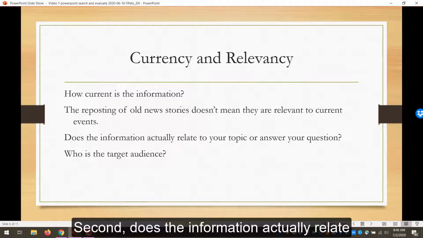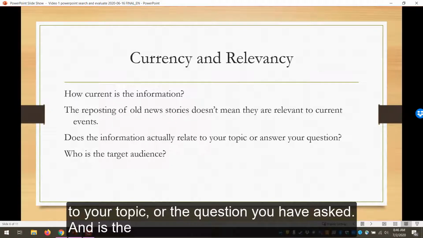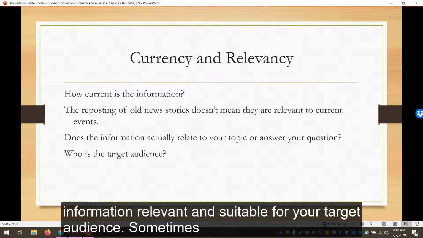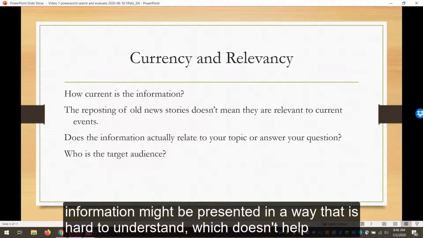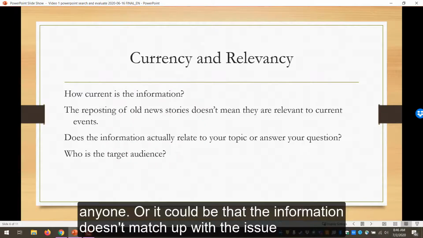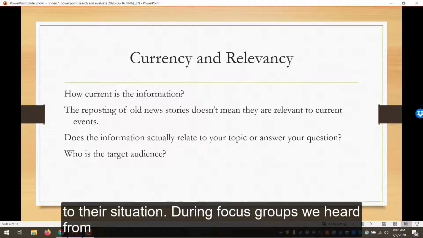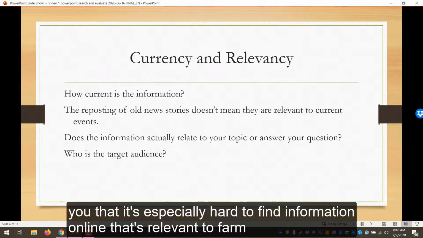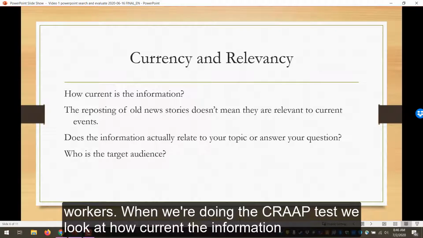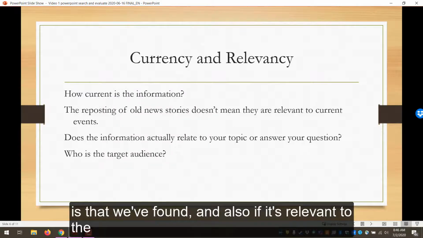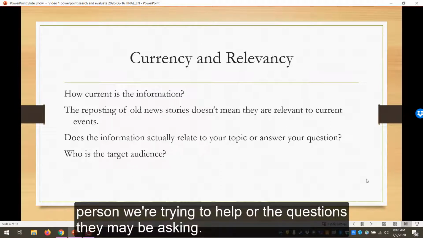Second, does the information actually relate to your topic or the question you have asked? And is the information relevant and suitable for your target audience? Sometimes information might be presented in a way that is hard to understand, which doesn't help anyone. Or it could be that the information doesn't match up with the issue or problem the person is experiencing and therefore cannot be applied to their situation. During focus groups, we heard from you that it's especially hard to find information online that's relevant to farm workers. When we're doing the CRAP test, we look at how current the information is that we've found and also if it's relevant to the person we're trying to help or the questions they may be asking.